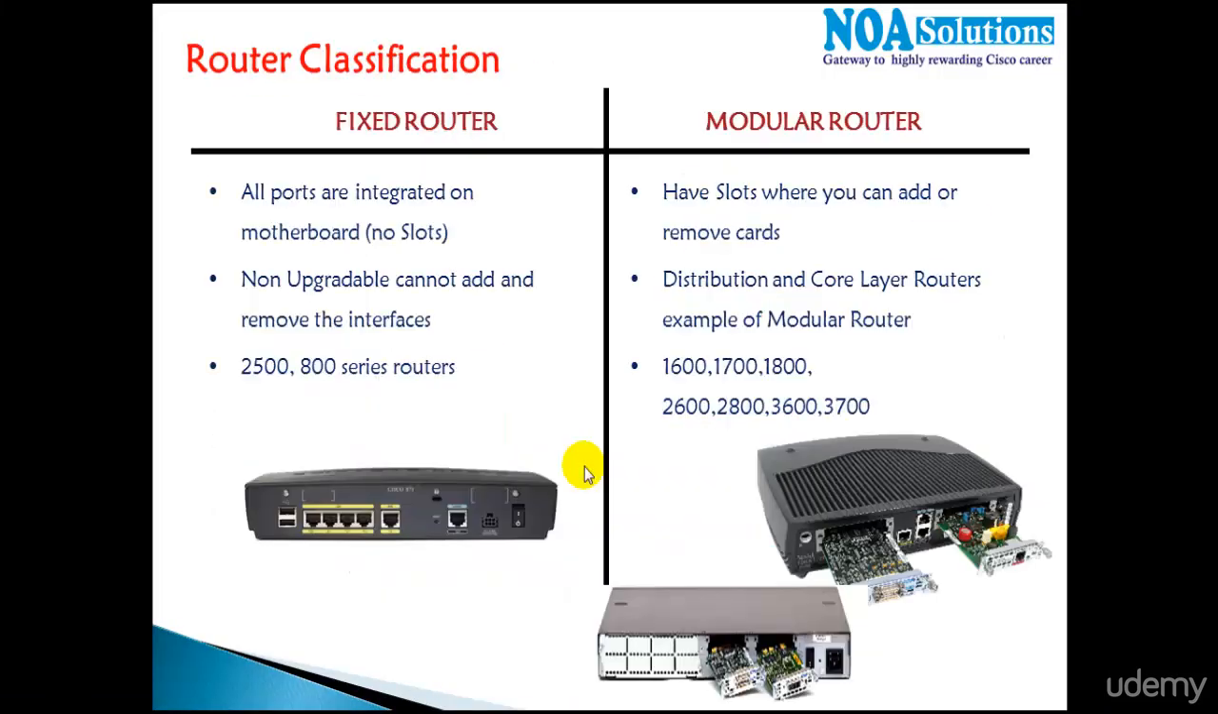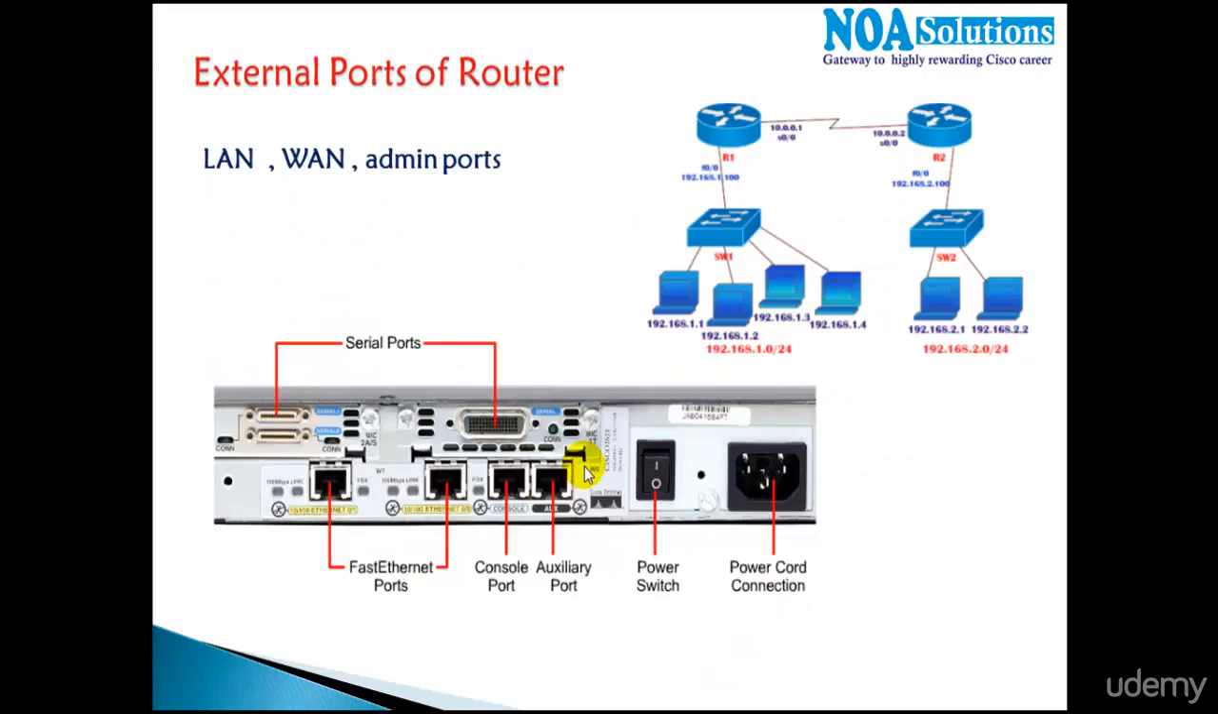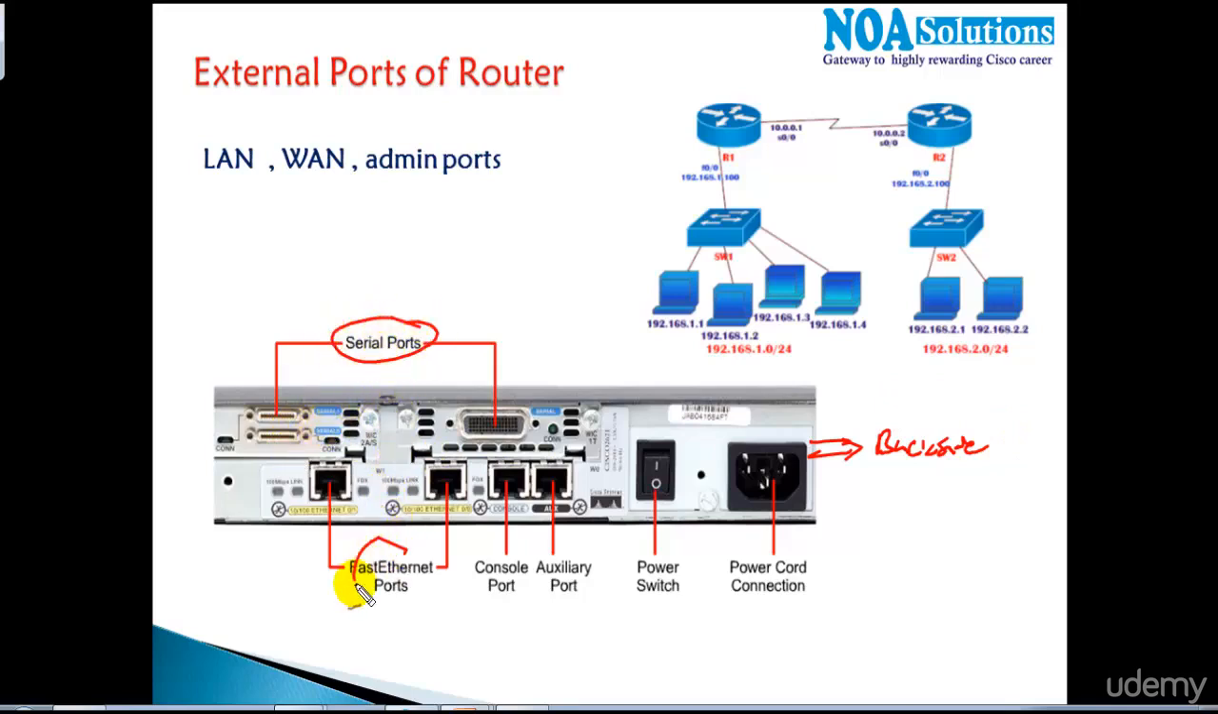So the next thing we'll see in this section, the major topic, will be focusing on what the different types of ports are that you will find on the Cisco routers. All the ports we have on the router, this is the backside of the router. You can see the backside of the router. Probably you'll find some ports here: some serial ports, some Ethernet ports, and a console and auxiliary port. We'll see the differences, but all these ports are categorized into three categories: LAN ports, WAN ports, and administrative ports.